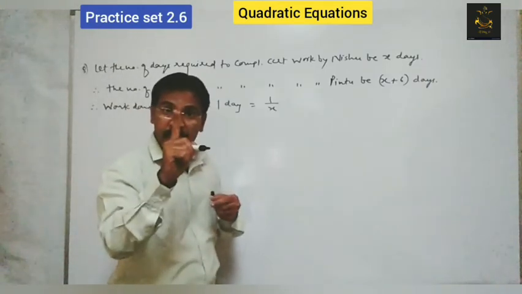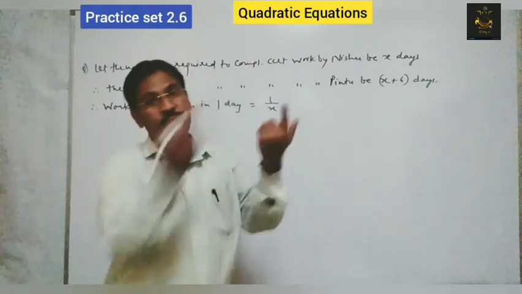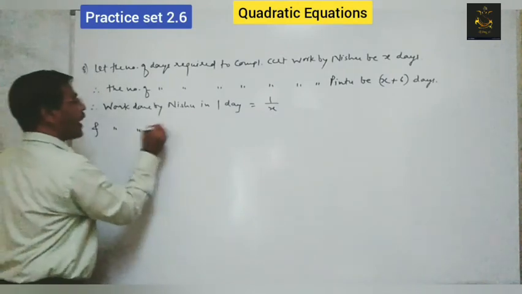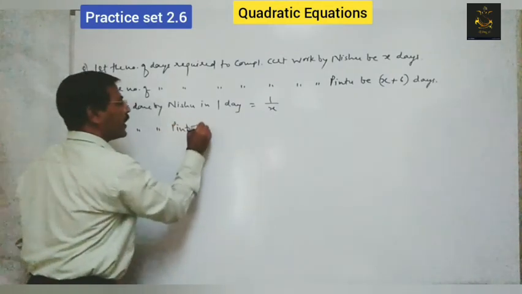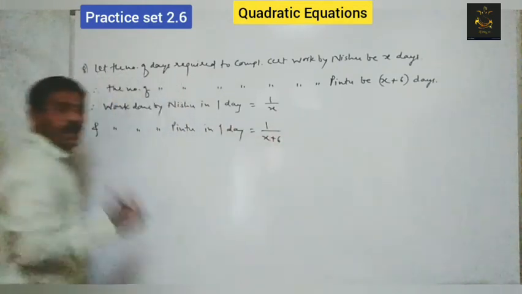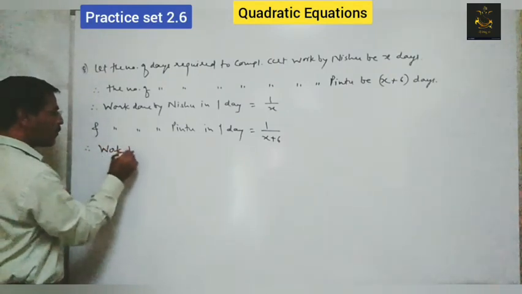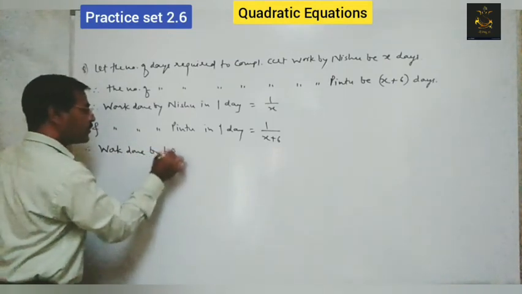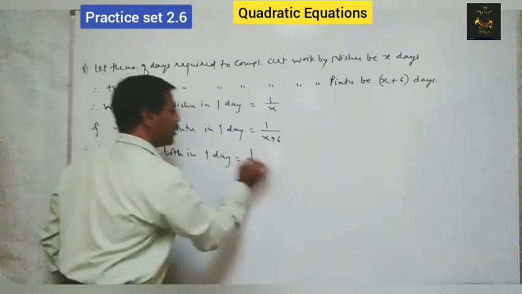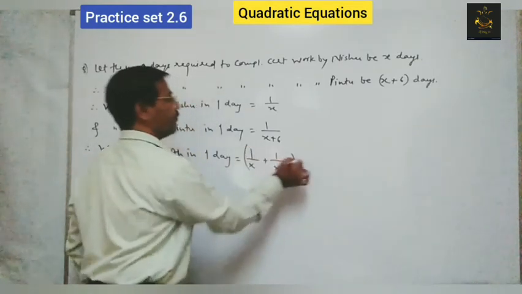Here one work is there. X days are required to complete that work. Means in one day, 1 upon x. Similarly, work done by Pintu in one day is 1 upon x plus 6. Now, very important: work done by both in one day is nothing but 1 upon x plus 1 upon 6. This is very, very important.